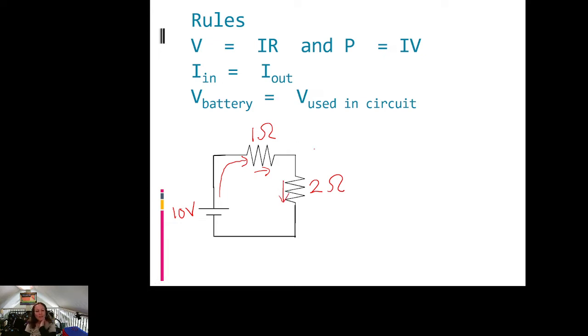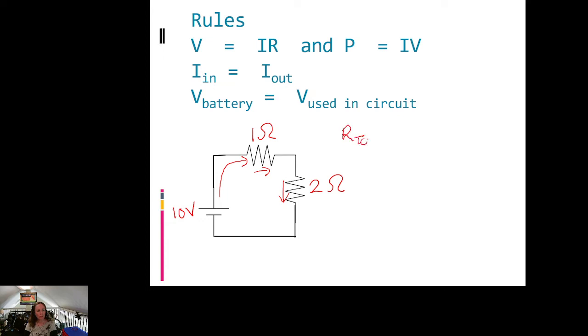Now, the current itself, the amount of water, will continue to go through the whole circuit. Okay, so the current is the same the whole way through. So what do we need to do? We have to figure out how much resistance is in total. So how many rocks are slowing things down? So what do we have?